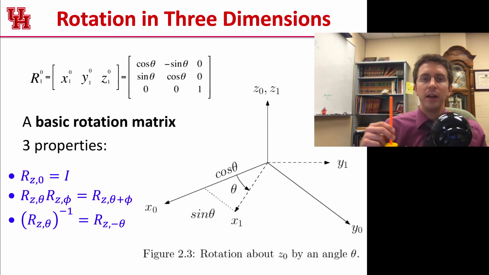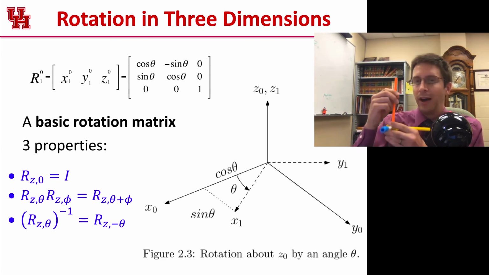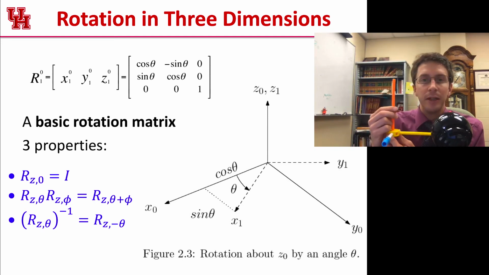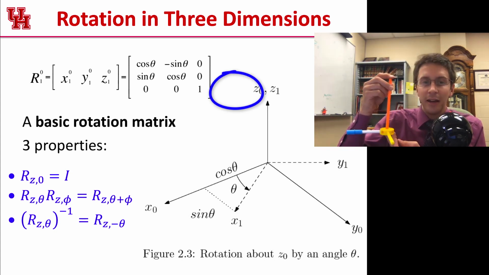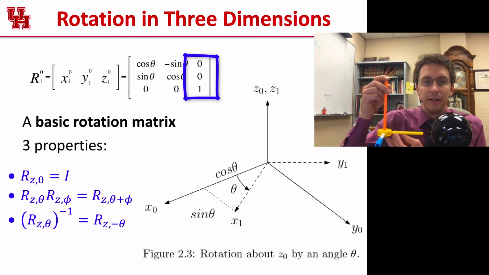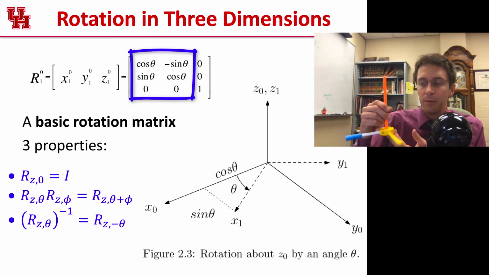First, if you rotate it by 0 degrees, you haven't moved at all. And so your rotation matrix is the identity matrix. There's been no change on it. Next, if I rotate by theta, and then I rotate additionally by phi, the total rotation is just a rotation about z of theta plus phi. And finally, if I rotate about z by theta, and I want to undo that, I just rotate about z by negative theta. And so the inverse is just moving backwards the same amount that I move forward.